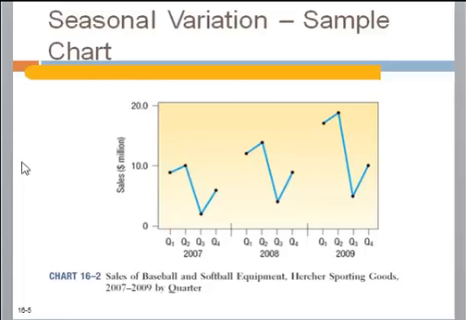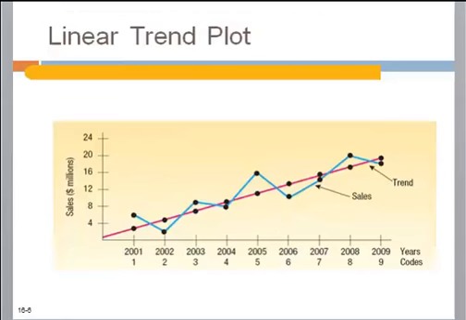The fourth component is irregular or random, such as fluctuations caused by an earthquake, war, or strike. Basically, our goal here is to remove all the fluctuations and smooth a time series to see its trend. For example, this chart shows, from year 2001 to 2009, the actual sales data along this blue curve. Our goal is using a certain method to smooth out these fluctuations and find the trend, this red line.